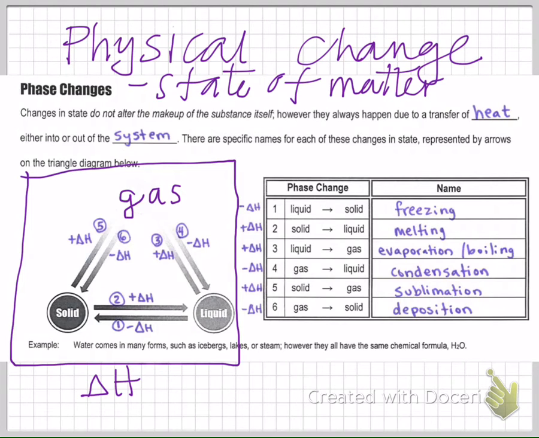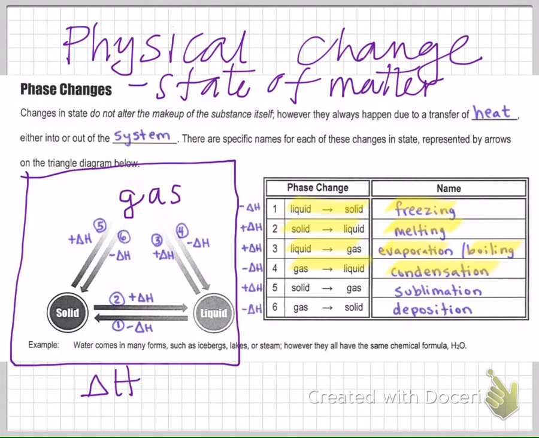So, liquid to solid, that is freezing. You have liquid water, now it's an ice cube, that's freezing. Solid to liquid is melting. Liquid to gas is evaporating or boiling, it's the same thing. Gas to liquid is condensation.